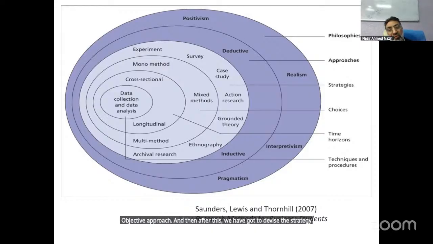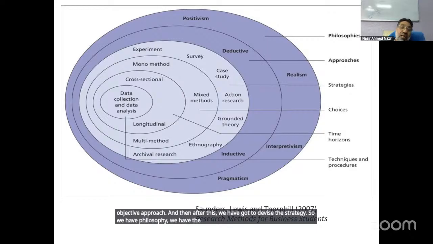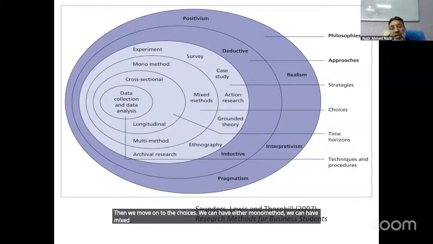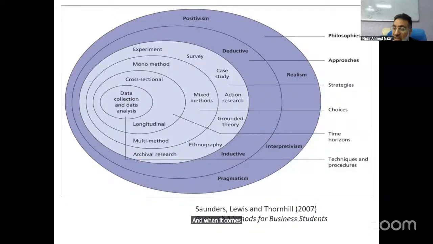And then after this, we have to devise the strategy. So we have philosophy, we have the approach, and then we have the strategies. These strategies would differ. It could be experiment, survey, case, action, and so on. Then we move on to the choices. We can have either a mono method, a mixed method, or a multi-method in conducting our research. And then this gives birth to what are called time horizons, which could be either cross-sectional or longitudinal. Cross-sectional basically means that you collect data at one point in time.